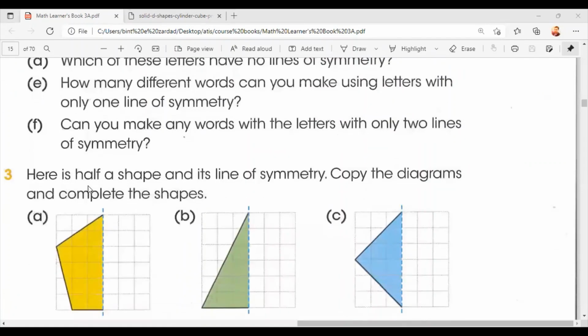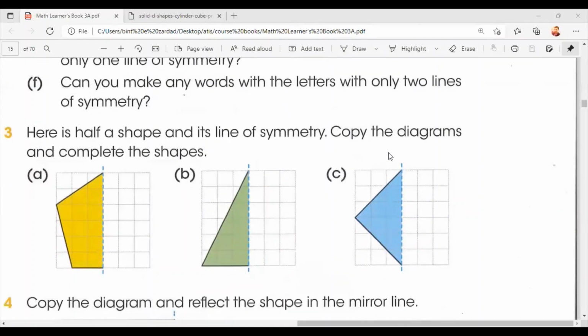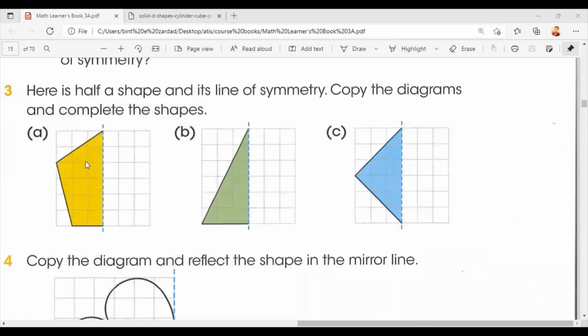Here is half a shape and its line of symmetry. Copy the diagram exactly on the other side and complete the shape. So this is exactly a line of symmetry, so both sides should be equal. Let's do this first one. We start from the center and check how many boxes we go on the left side. Just choose another color.